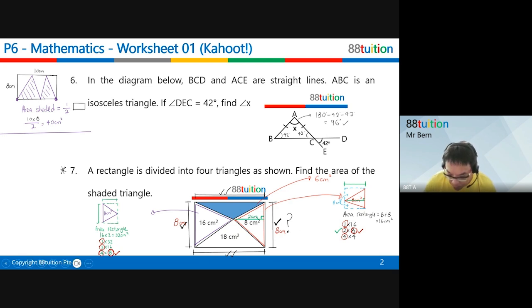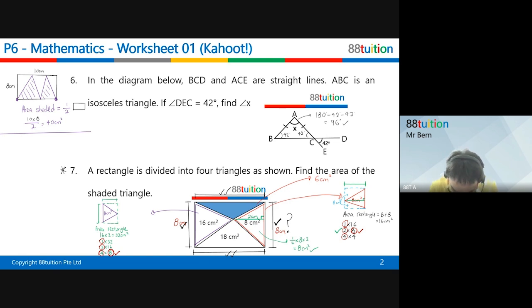Don't believe? Let's try. Area of triangle is half times base times height. Half times 8 times 2. What do you get? Is equal to 8 cm squared. Can you see that? It's still back to 8 cm squared. So it's correct. You're not doing anything wrong.